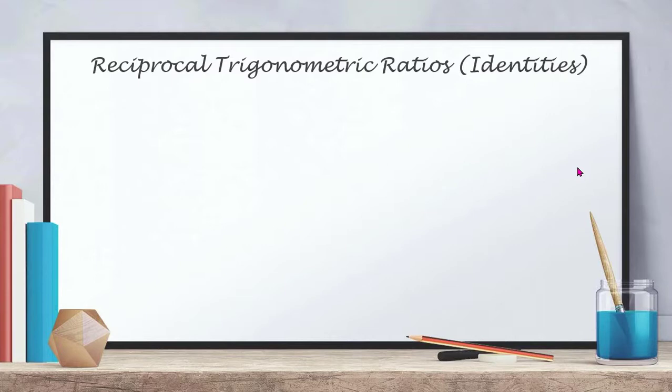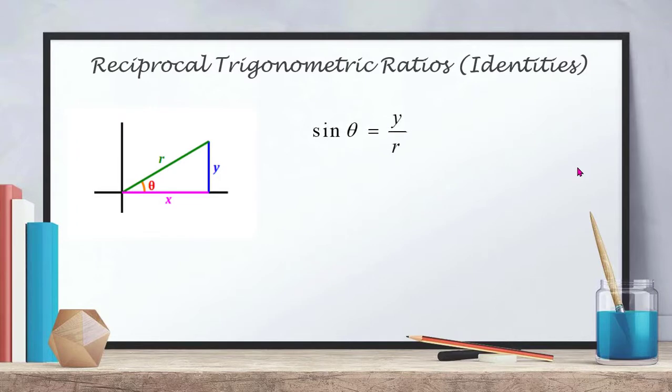The other trig identities which are very important in this study of trigonometric identities are called reciprocal trigonometric ratios. Consider the right angled triangle. In this right angled triangle, we see that the sine of the angle theta is equal to the opposite over the hypotenuse, which is y over r.